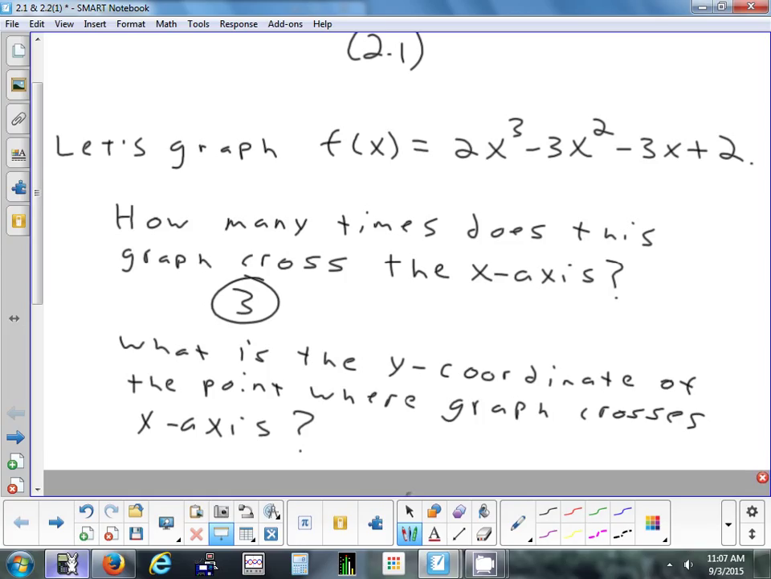Okay. What's the y-coordinate anywhere that a graph crosses the x-axis? Yeah, 0. If you're trying to find where something crosses the x-axis, you're setting y equal to 0, and you're solving. Or in this case, f of x.